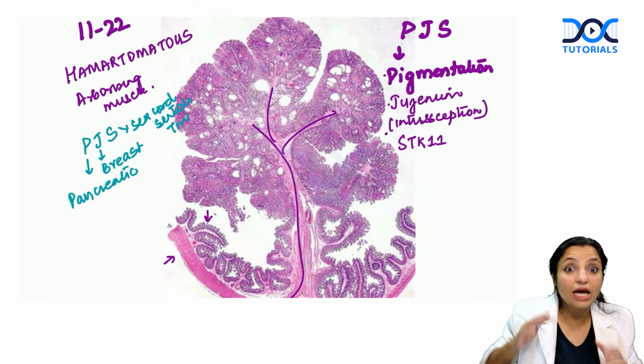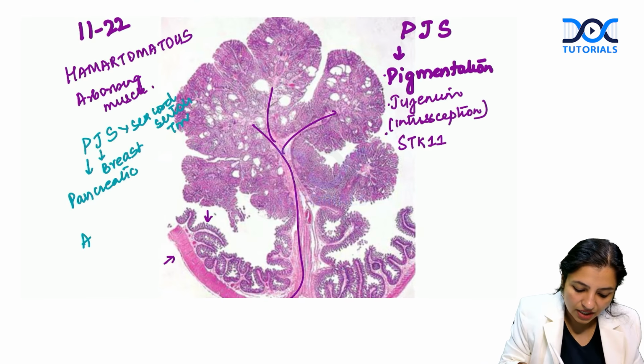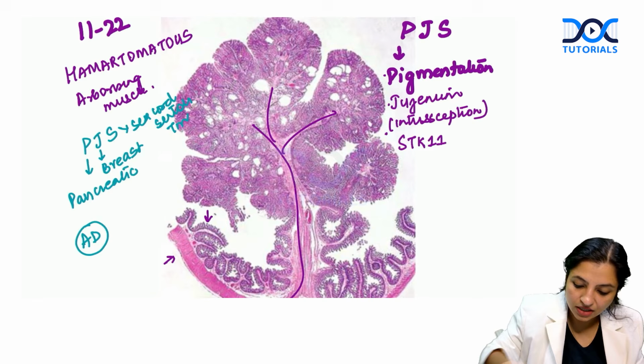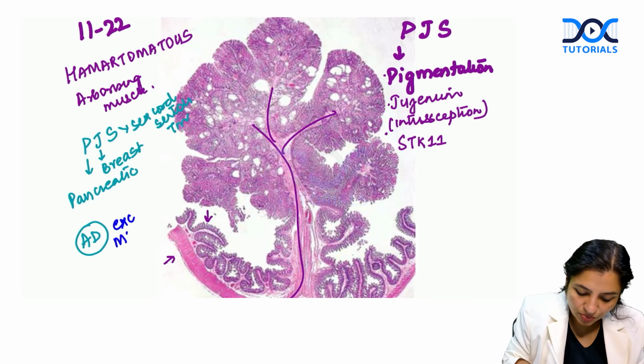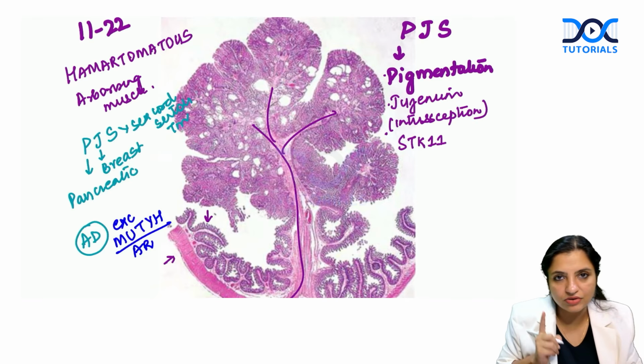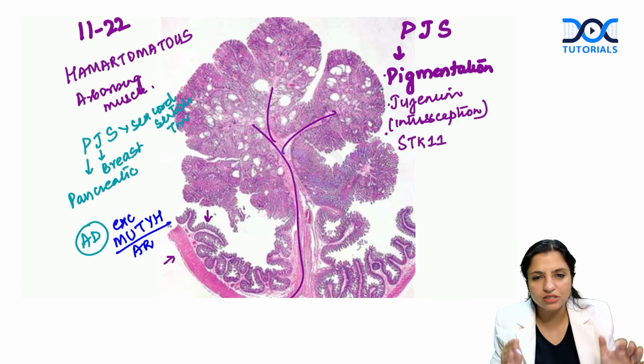Now let's try to answer. All the polyps of the intestine are inherited in an autosomal dominant manner, except there is only one polyposis here, which is called MUTYH-related polyposis, which is autosomal recessive. Okay, that is what you have to remember. All the others are autosomal dominant.